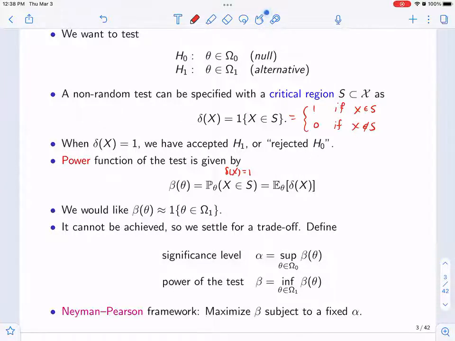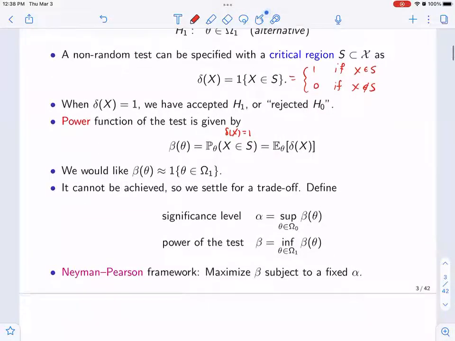And there is this power function for any test. So it depends on delta. We're not showing the delta here, but it also depends on the parameter. So if you look at the probability of rejection, basically the probability that x belongs to this critical region, that's called the power of the test. And depending on where theta is in the parameter space, this is going to vary. And you can see that this can be written as the expectation of the test function, basically, or the decision rule.